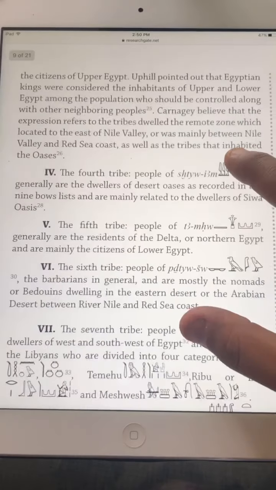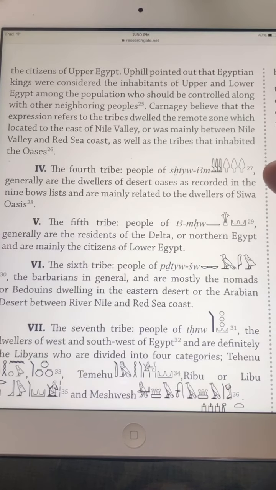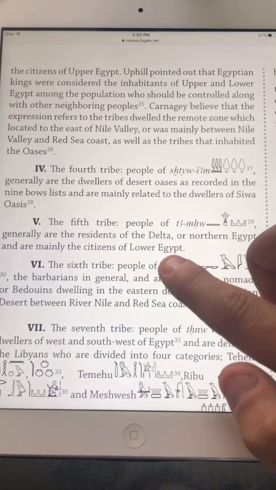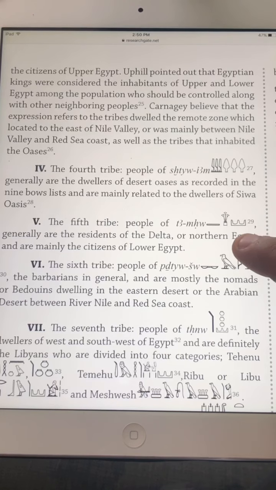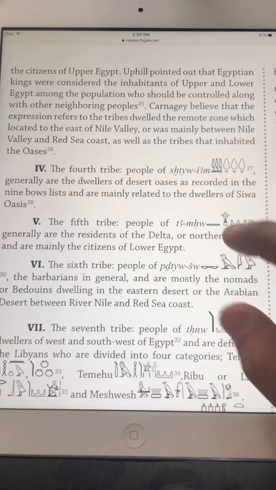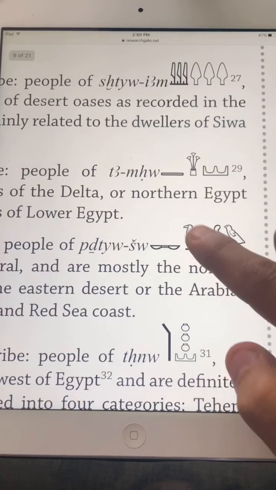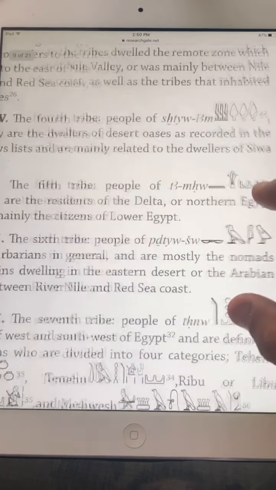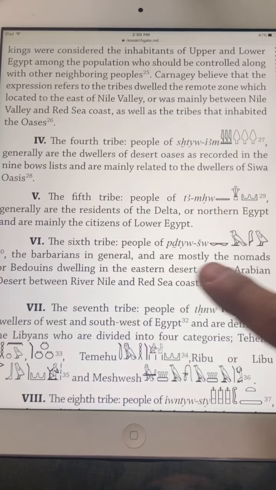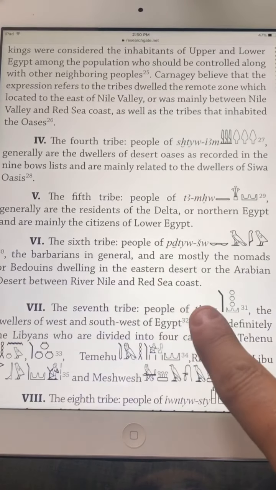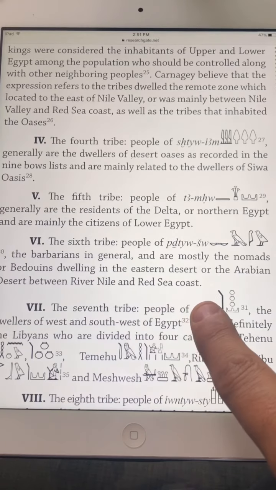This fifth tribe, or the enemies of Egypt, resides in the delta, so the north part by the Mediterranean, or northern Egypt, and mainly the citizens of Lower Egypt. So they encompass the entire Lower Egypt, this tribe. The sixth tribe was known as the Pechtiu Shu. You can see here, Pechtiu and then Shu. These are considered barbarians in general and are mostly nomads or Bedouins dwelling in the eastern desert of Arabian desert between the River Nile and the Red Sea coast.